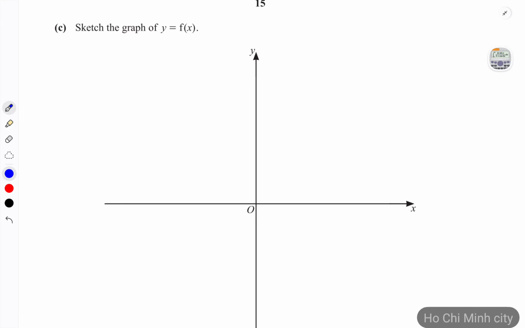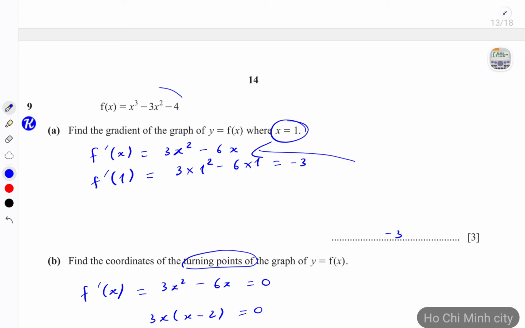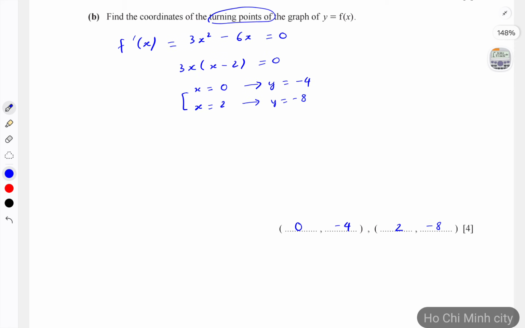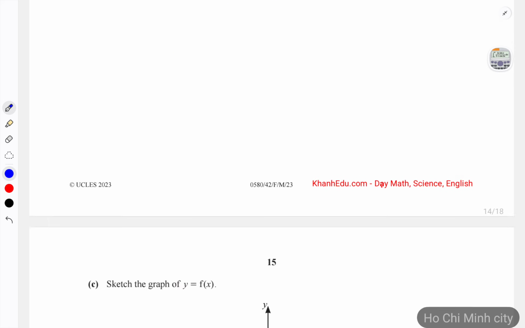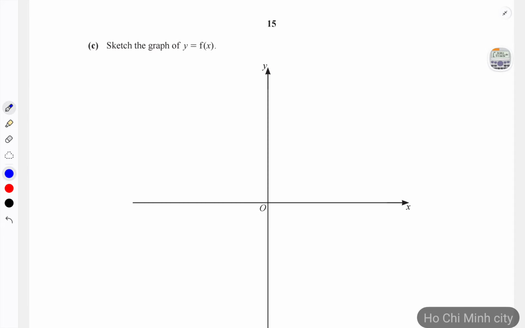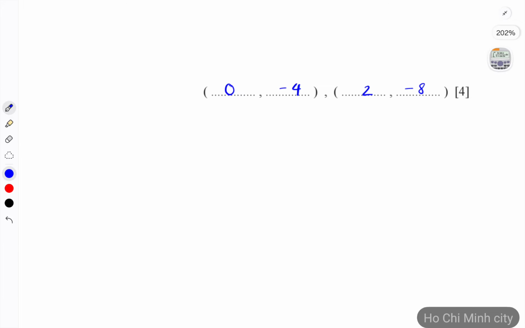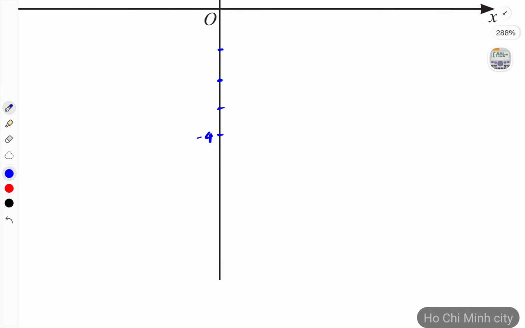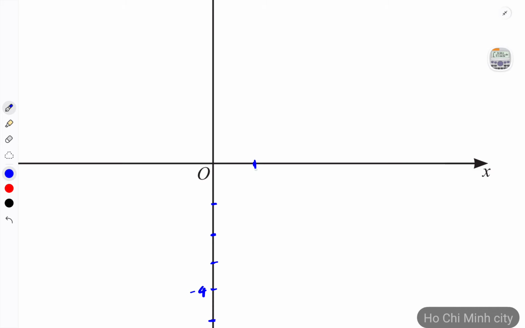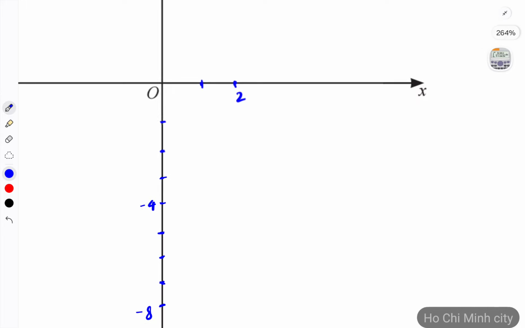And part C is about sketching the graph of y equals f of x. All right, so because the function f of x is a cubic, it has a shape. It would be like this or like this. So it is very important to plot the two turning points on the graph. The first one is 0, negative 4. So here is negative 1, negative 2, negative 3, and negative 4. And the other one is 2, negative 8. 5, 6, 7, 8. 2, negative 8.